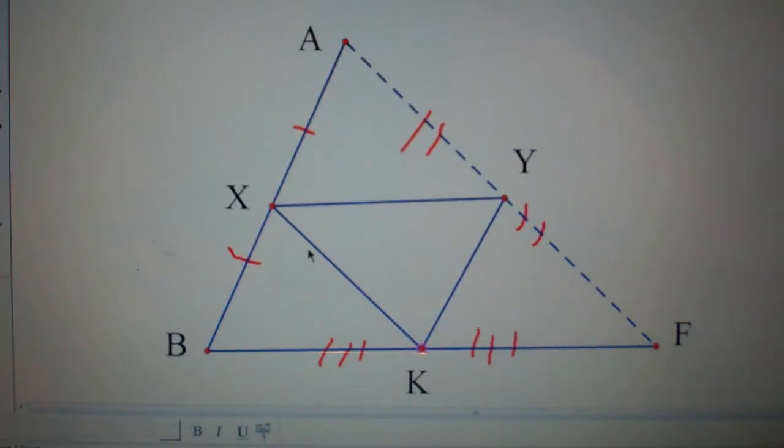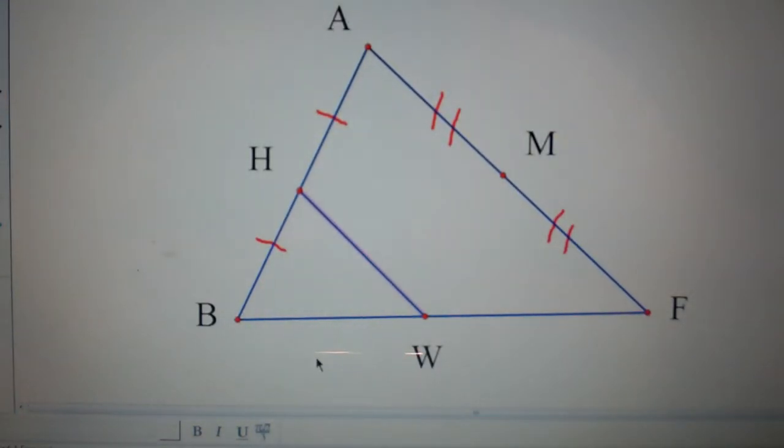And then we could also talk about XK. So segment XK, we could say, is parallel to segment AF. Then we could say XK is half of the segment AF. And we also say that XK is a mid-segment. Okay, so let's look at another diagram and see how we can apply this a little bit more.